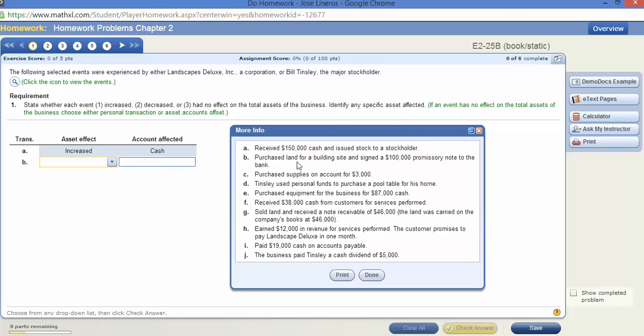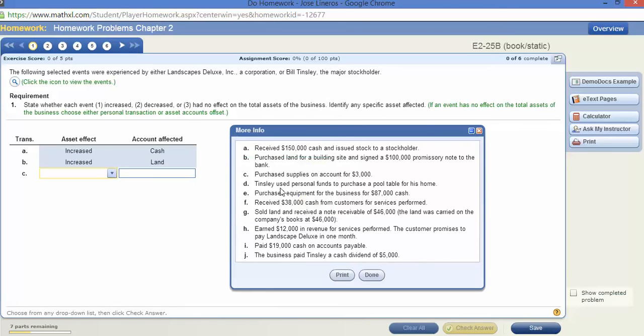The second one, purchased land, an asset account, for a building site and signed a $100,000 promissory note to the bank. So basically a $100,000 long-term promissory note was signed over to the bank, saying we're going to take the land, and in exchange we're willing to pay $100,000. They owe it to the bank. Well, obviously, land is going to go up by $100,000, and it's not an offset because the note payable, the promissory note, is a liability. So the net effect to total assets is that it goes up by $100,000.